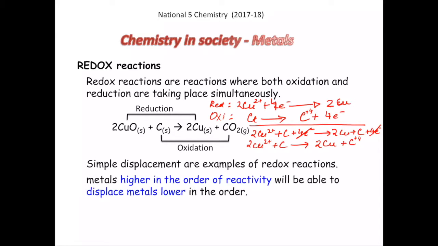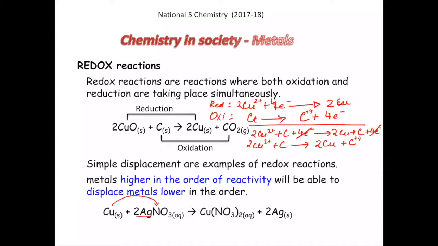Simple displacement reactions are examples of redox reactions. And you have to remember that metals higher in the order of reactivity will be able to displace metals lower in the order. Like you can see here in the example that copper combines with silver nitrate, giving you copper nitrate and releasing silver. Silver we know is lower in the reactivity series as compared to copper. So copper is more reactive and it can easily displace silver from silver nitrate, giving you copper nitrate.